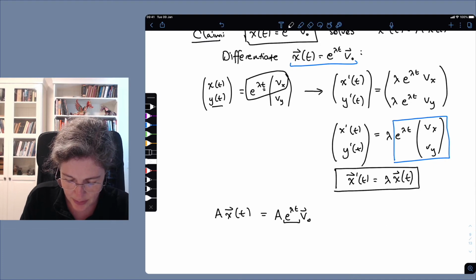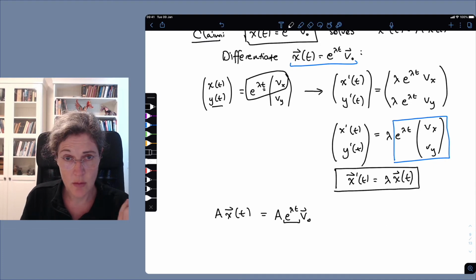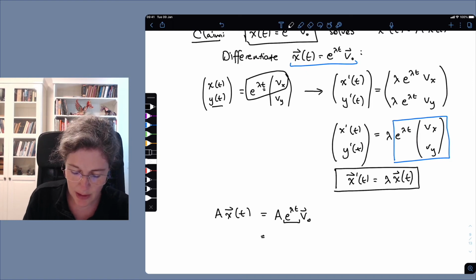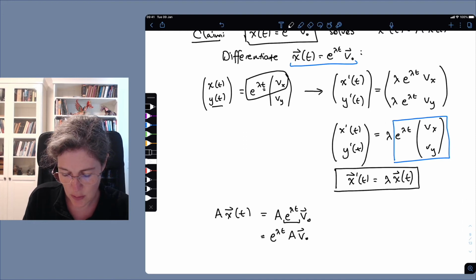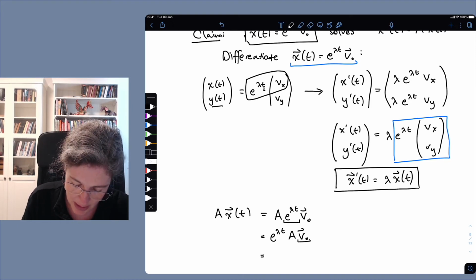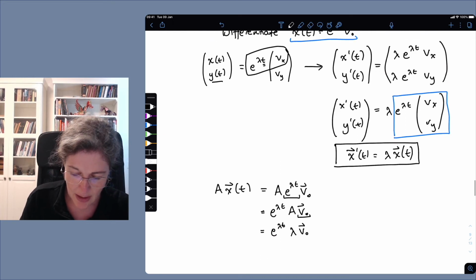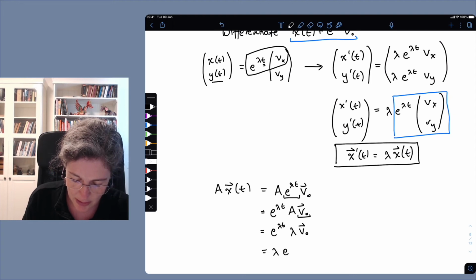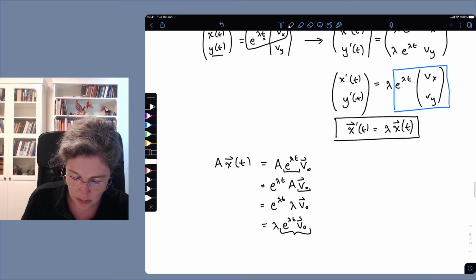And remember, e to the lambda t is a scalar, so we can move it around in the multiplication wherever we like. So we could rewrite this as e to the lambda t A v naught, but our v naught is an eigenvector, so we know that A times our eigenvector is the same as the eigenvalue times the eigenvector. So this is going to be e to the lambda t times lambda v naught, and then a little bit of rearranging and we get lambda e to the lambda t v naught, but we know that this is our original x, so this is equal to lambda x of t.